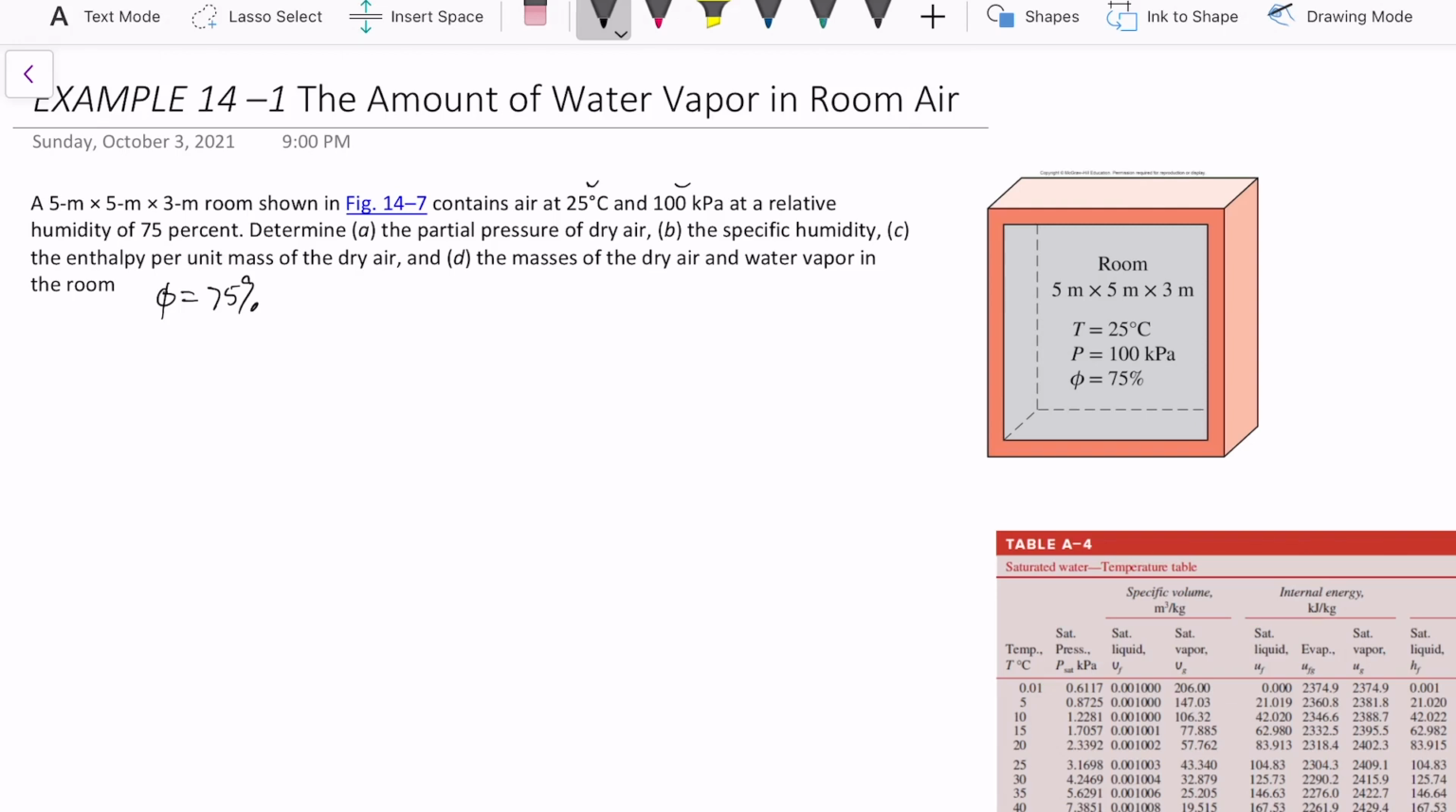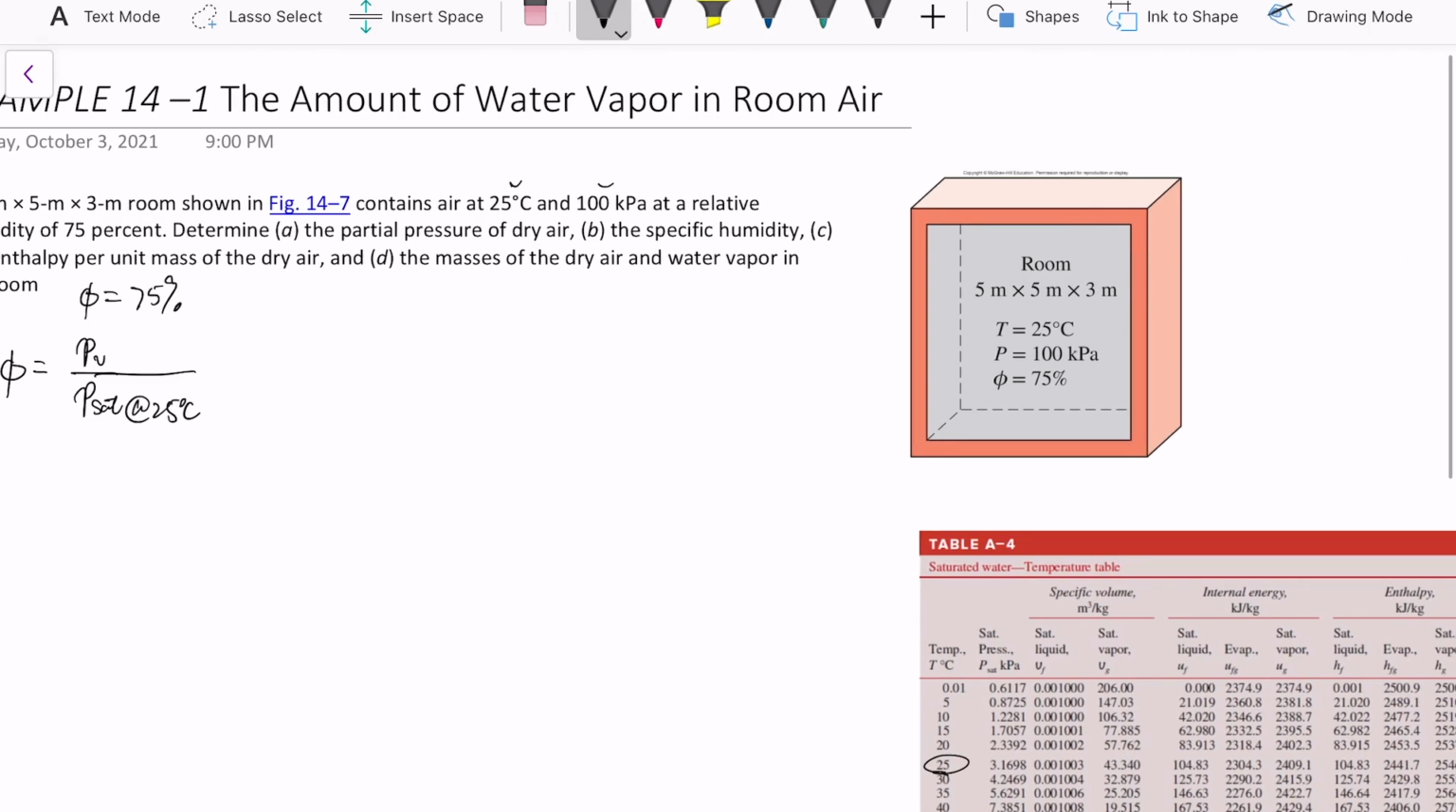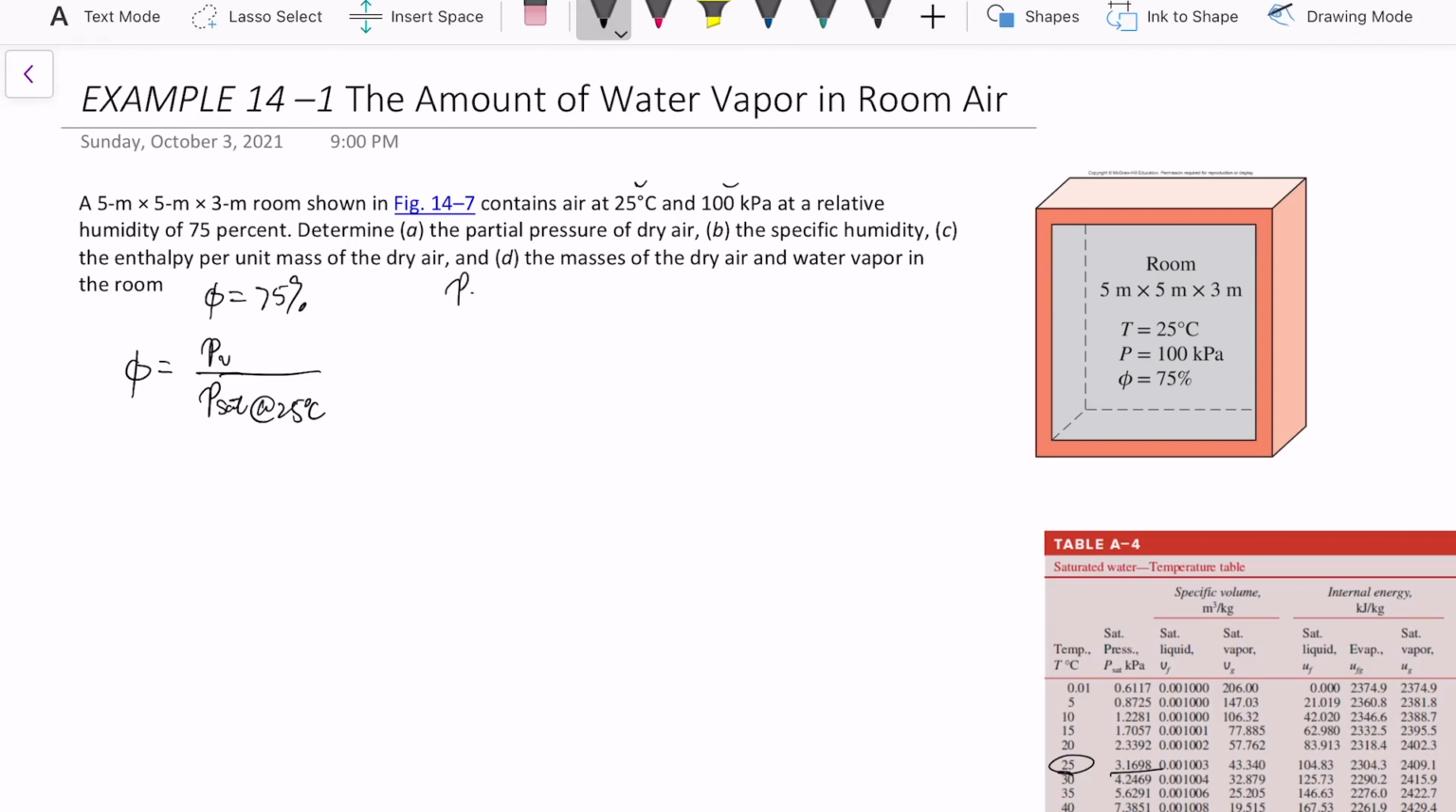Pressure of vapor, like I said earlier, the relative humidity gives you the ratio of PV over Psat. Psat is the maximum amount that this air can hold, so it's a function of temperature, and here Psat at 25 degrees C. You're already given phi equals 75%, so you can calculate PV. Let's look up the table to find Psat. At 25 Celsius, you go to the saturated water temperature table, then you find Psat is 3.1698. So we write one more step: Psat at 25 is 3.1698.